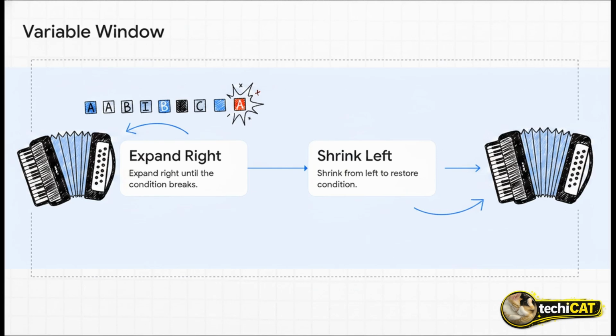add a letter you've already seen, bam, condition broken. You stop expanding immediately, and you start pulling the left side of your accordion in, dropping letters until that duplicate is gone. Once it's gone, you just resume expanding. Honestly, it's an incredibly elegant dance once you get the hang of it.